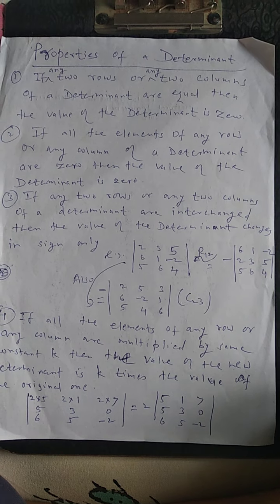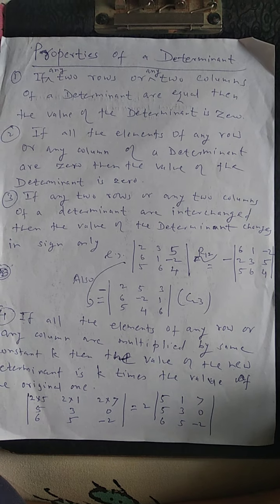The first one is, if any 2 rows or any 2 columns of a determinant are equal, then the value of the determinant is 0. So if we are having 2 rows equal or 2 columns equal, any 2 rows or any 2 columns equal, then the value of the determinant is 0. You can try by taking 2 equal rows in the third order determinant, or by taking 2 equal columns in the third order determinant, and you can verify the property.